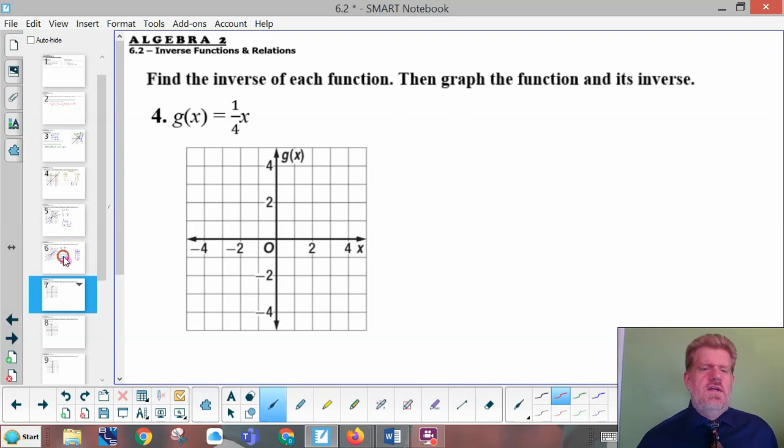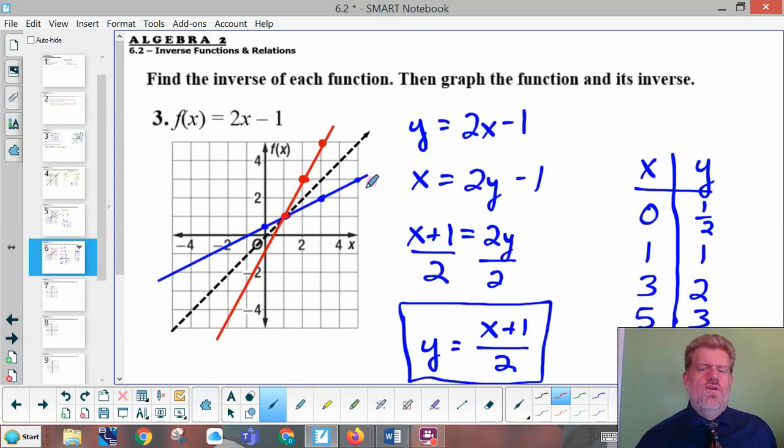Now notice back here. What was the slope of the original, the 2x minus 1? Well, it's 2. Up 2 over 1, up 2 over 1. What was the slope of its inverse? Up 1 over 2, up 1 over 2. This slope was 1/2. This slope was 2 over 1.